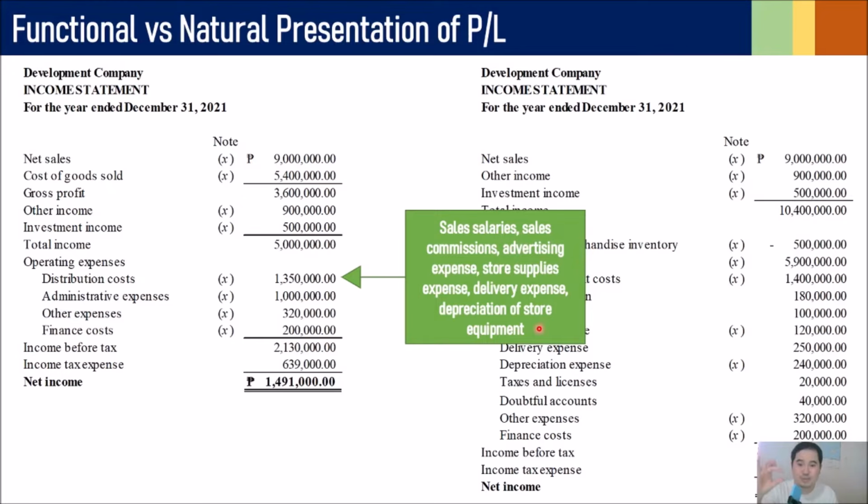Pero igugrupo mo siya, ano bang function niya sa entity? Ang function niya sa entity ay tungkol sa selling. So, igugrupo mo siya, ang tawag mo dun, distribution cost. Okay? So, that's how you do it.